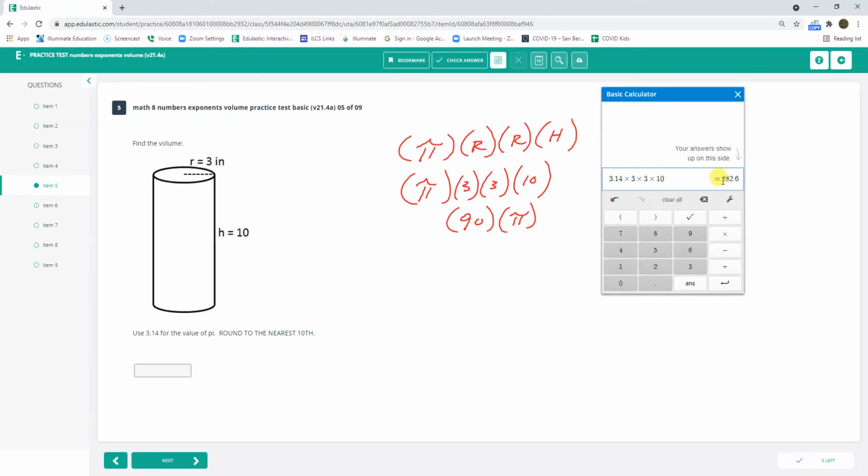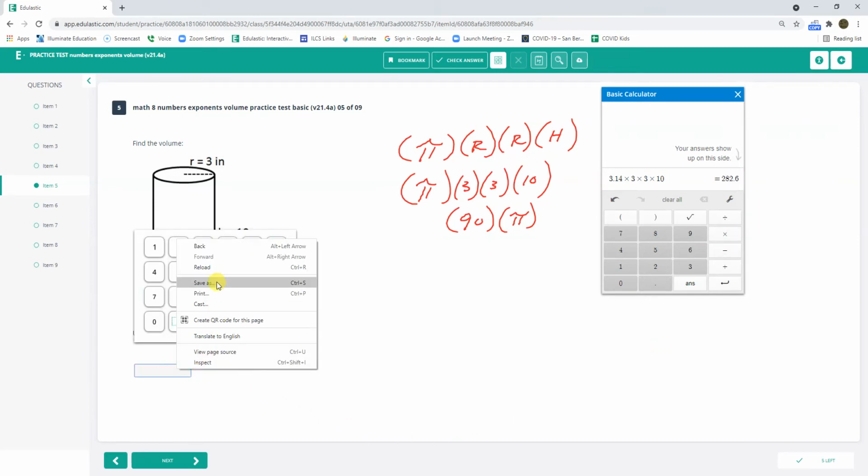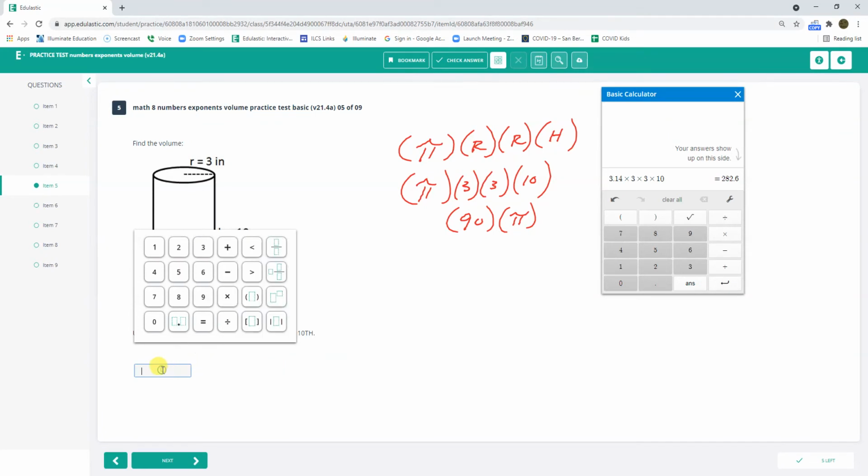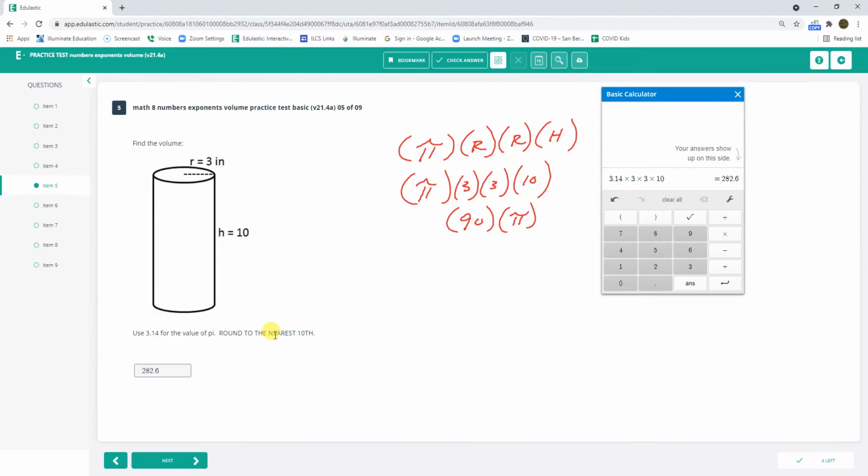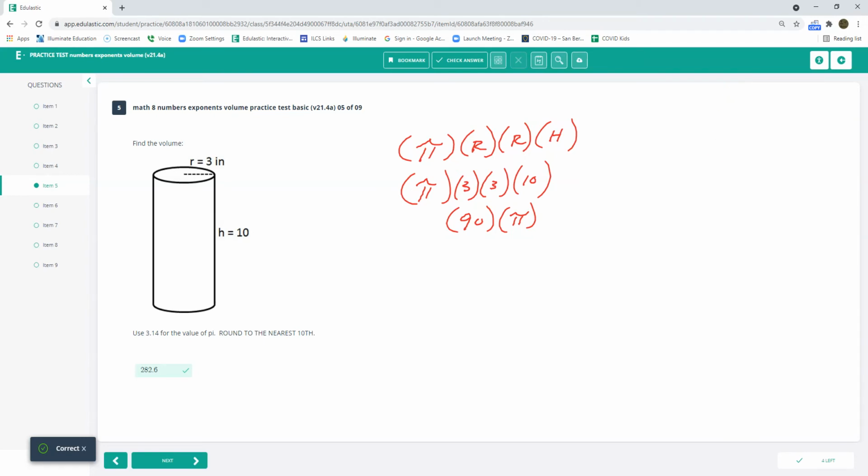Well, let me copy that. Ooh. Copy. Paste. Control V, paste. Hey, look at that. Round it to the nearest tenth. The rounding looks good. It likes it. That was cool. I like that feature.